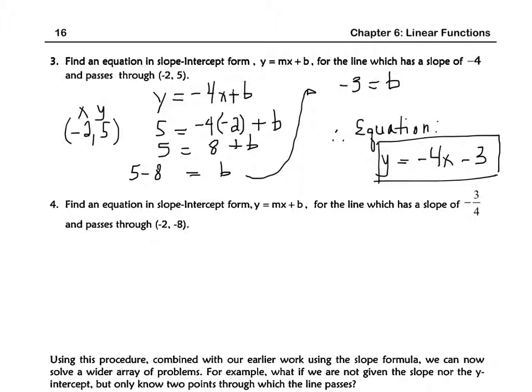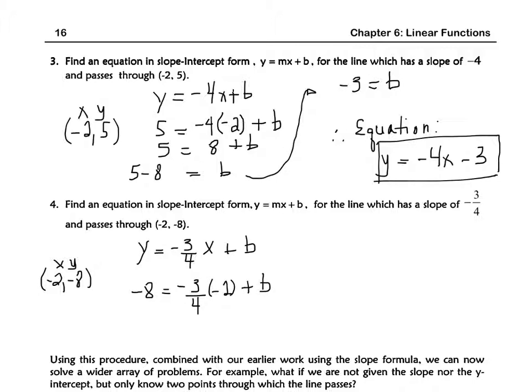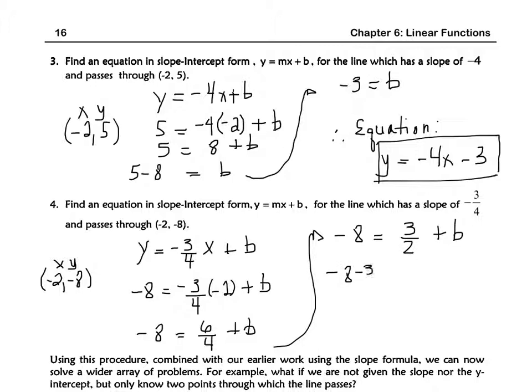Question 4, very similar again. So y equals, we know that the slope is negative 3/4, so we fill that in right away for m. And then use the coordinates (-2, -8). So negative 8 equals negative 3/4 times negative 2 plus b. That's negative 8 equals 6 over 4 plus b, which, if I reduce that, is 3 over 2 plus b. So now I have to subtract 3 over 2 from both sides.